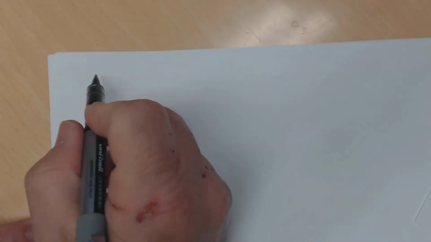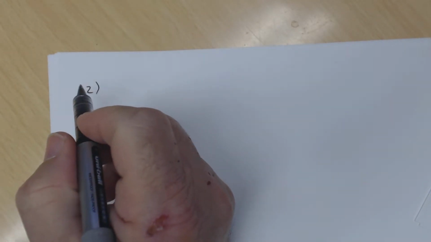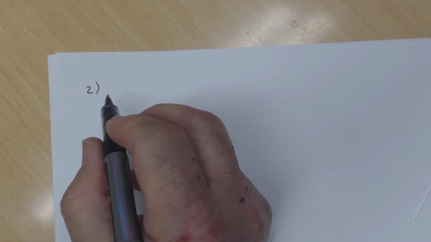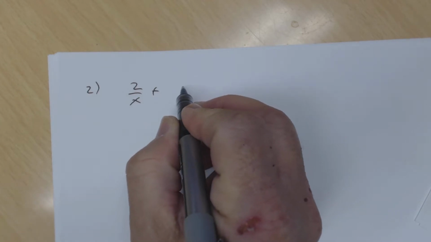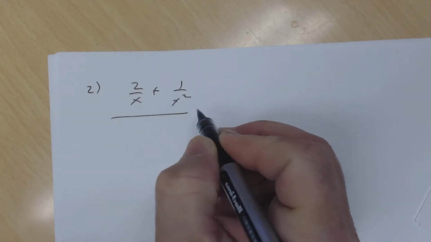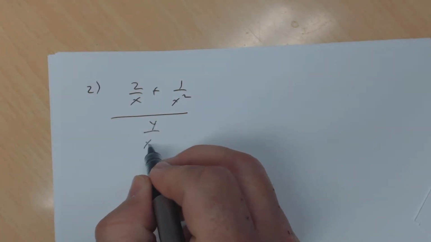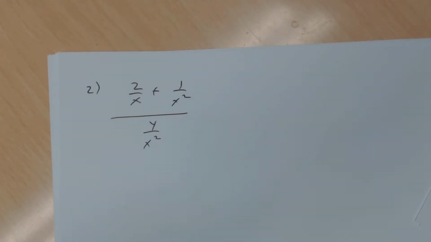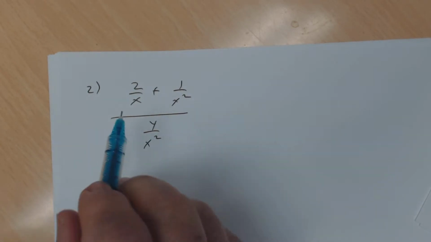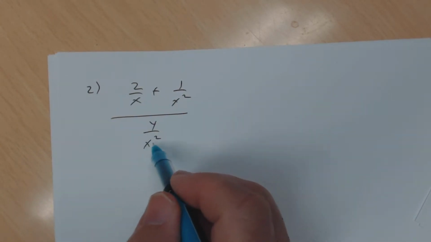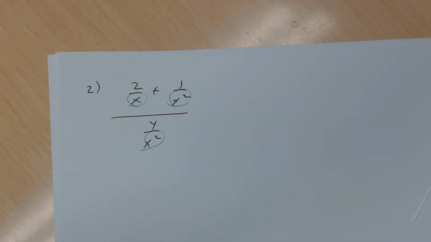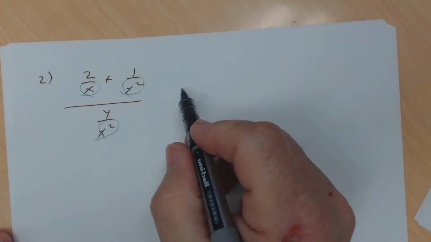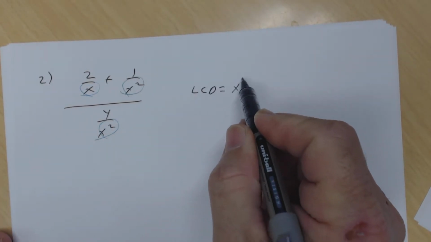Alright, let's look at this problem. Number 2. Let's suppose we had 2 divided by x plus 1 divided by x squared, divided by y divided by x squared. In this particular case, you have 3 denominators altogether. This one, and this one. So you've got to find the LCD of those three denominators. So the LCD is going to be x squared.